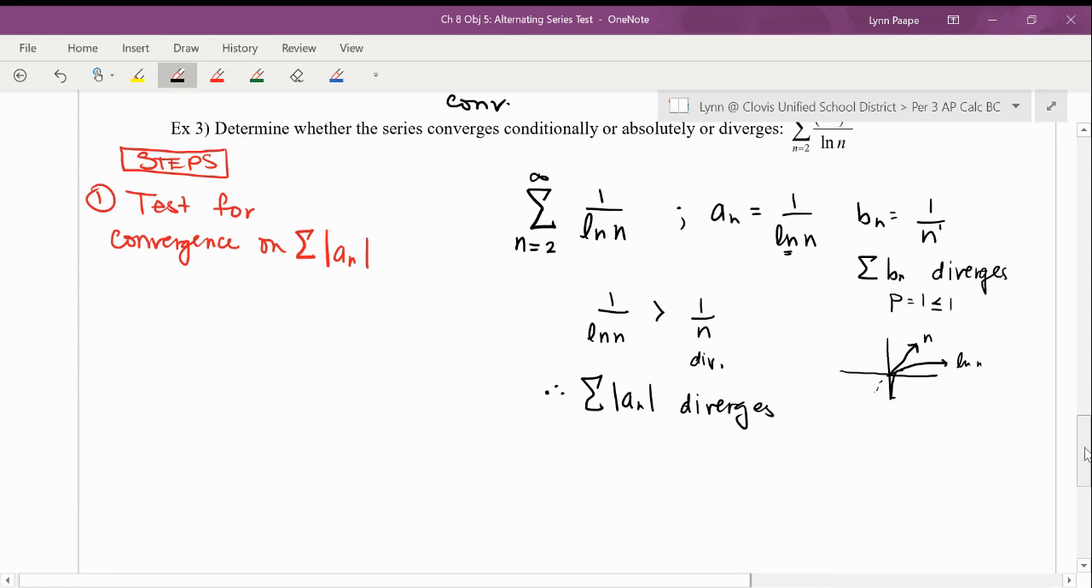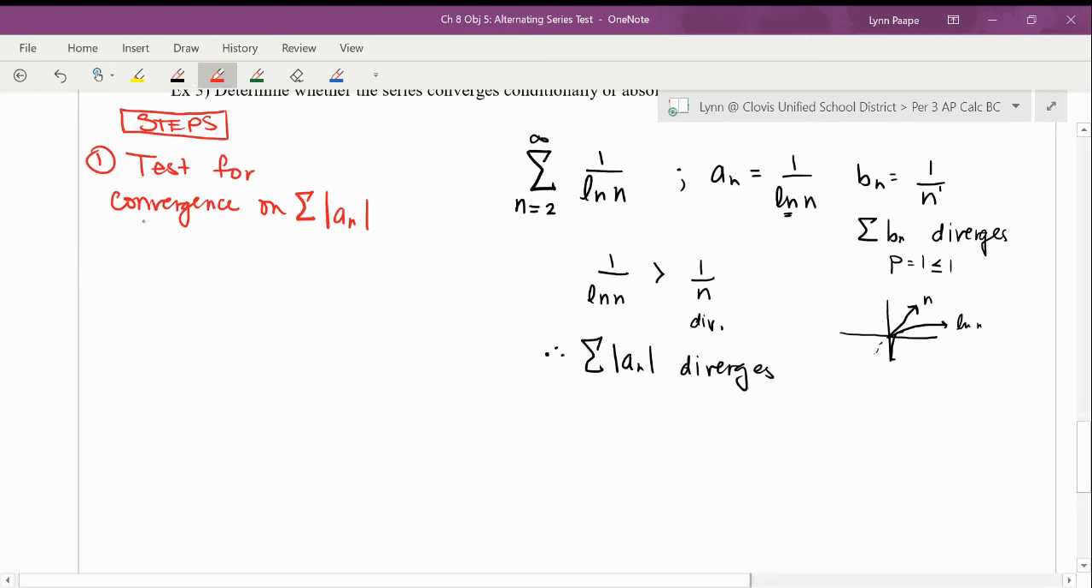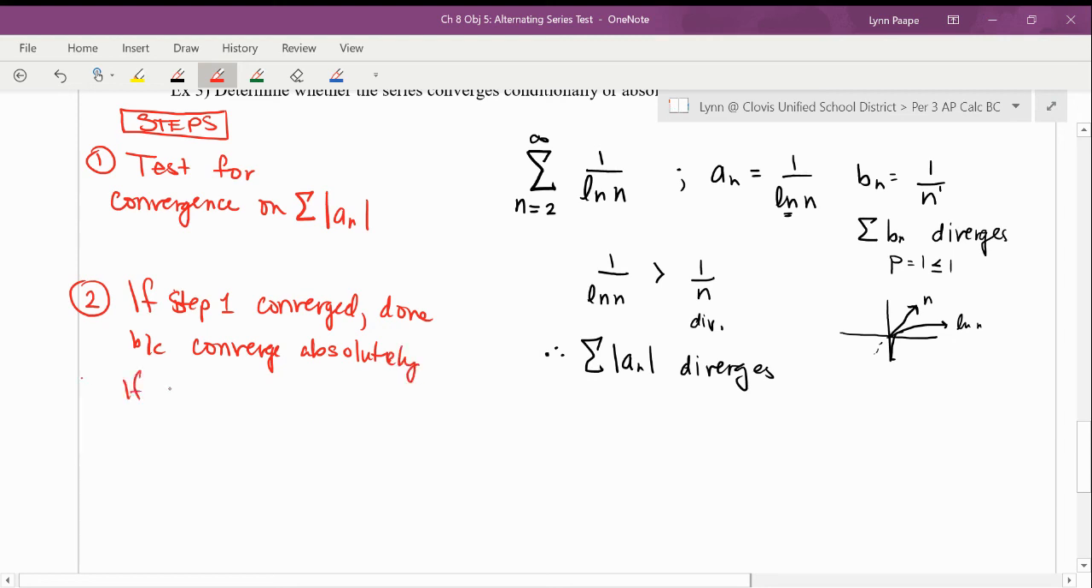But unfortunately, or fortunately, I don't know which, it diverges. So then I have to test to see, what if I alternated it? Let me go back to that. If step 1 converged, you are done, because it would converge absolutely, because you took the absolute value. If step 1 diverges, then you're going to use the alternating series test, and for that you're checking to see if it's conditionally convergent.